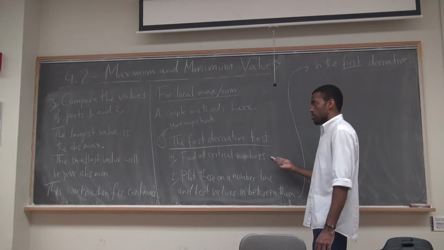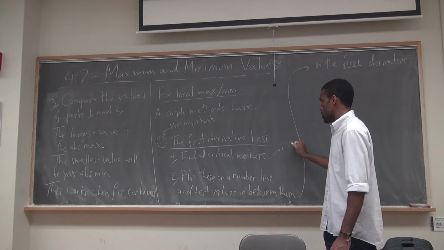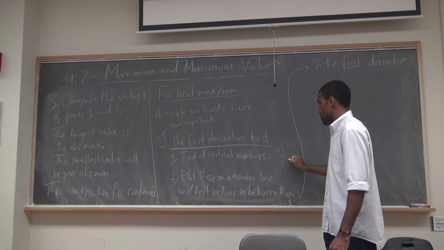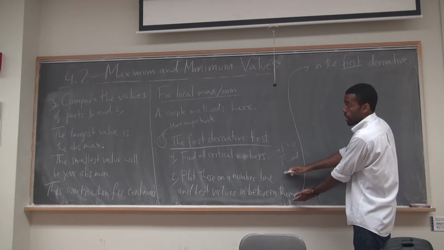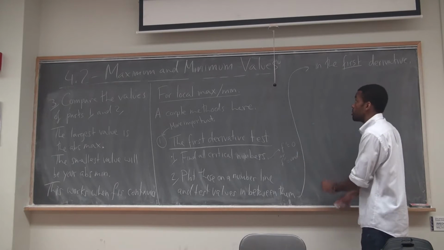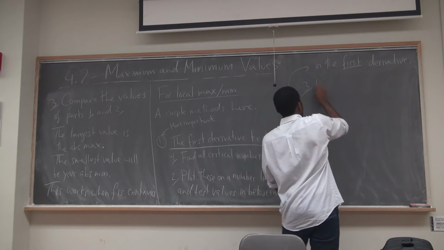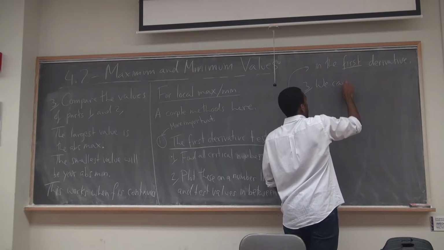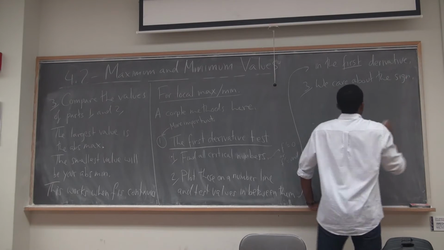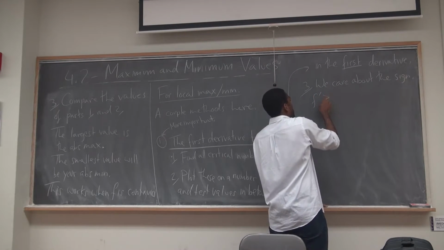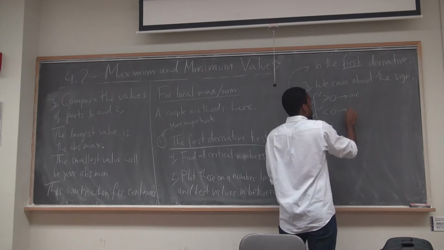So you're going to use the first derivative to find the critical numbers, right? Basically, remember this means that your f prime is going to be 0 or your f prime is undefined, right? So you're going to find all numbers for which that is true. You're going to plot them on a number line and you're going to test values in between them, right? 3. And we care about the signs here, not necessarily the values themselves. F prime positive means increasing. F prime negative means decreasing.